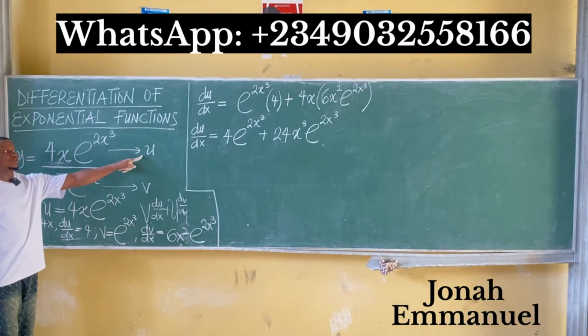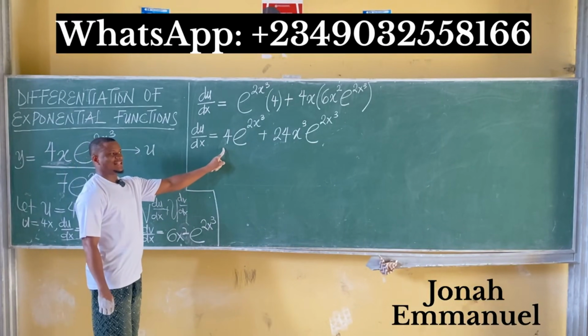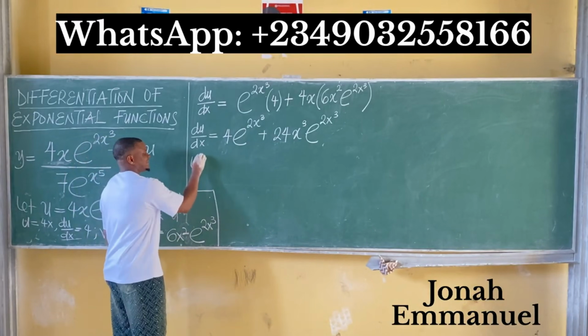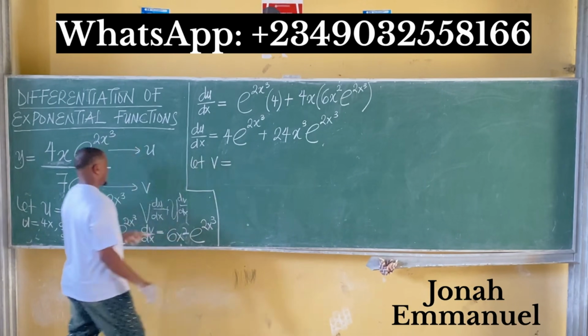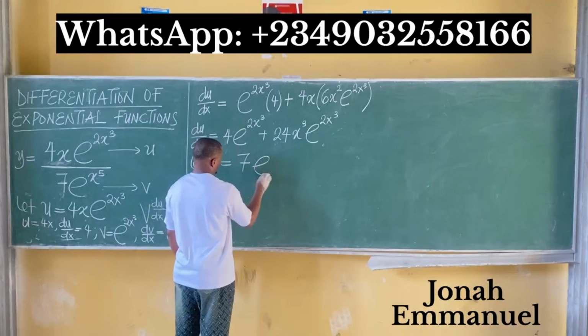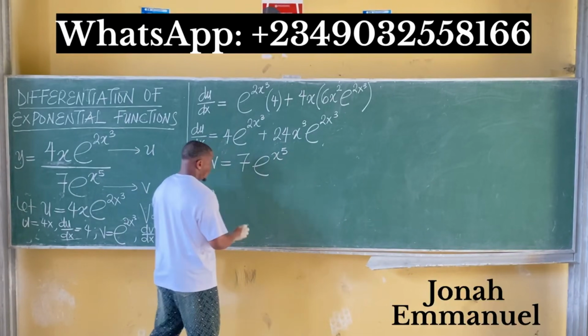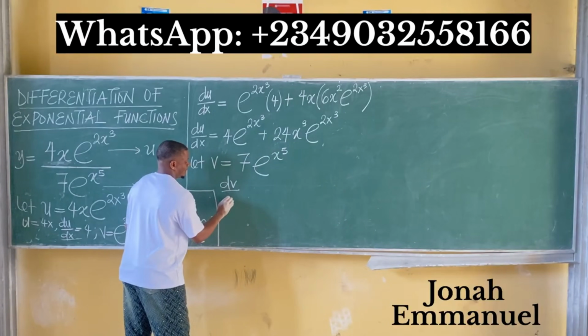So we've gotten u, which is this. We've gotten du dx, which is this. What's the next step there? Let v be equal to the denominator, which is 7 exponential x power 5. What is dv dx?